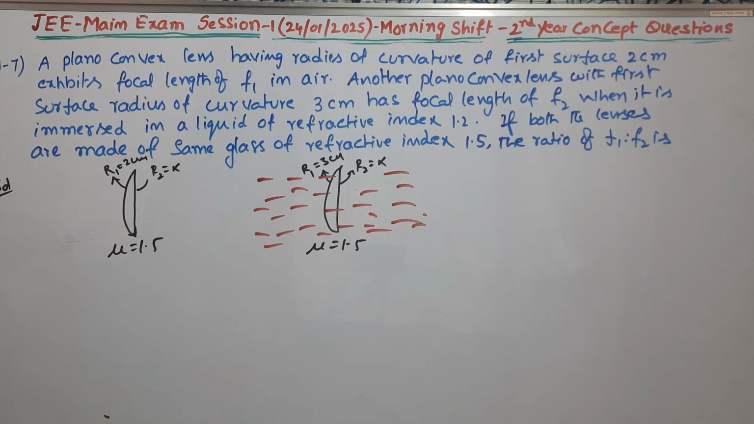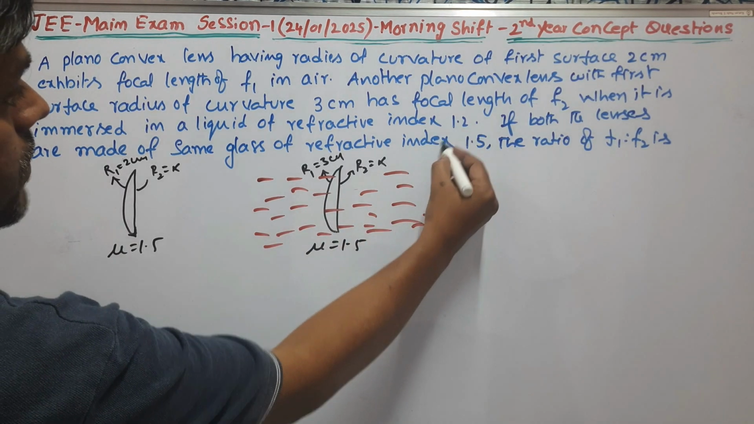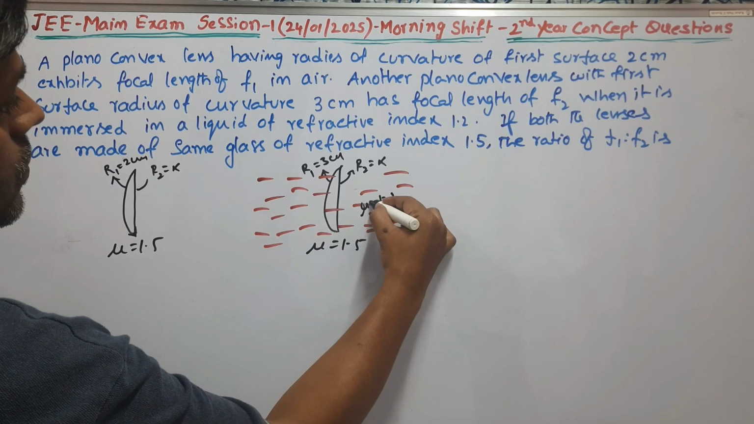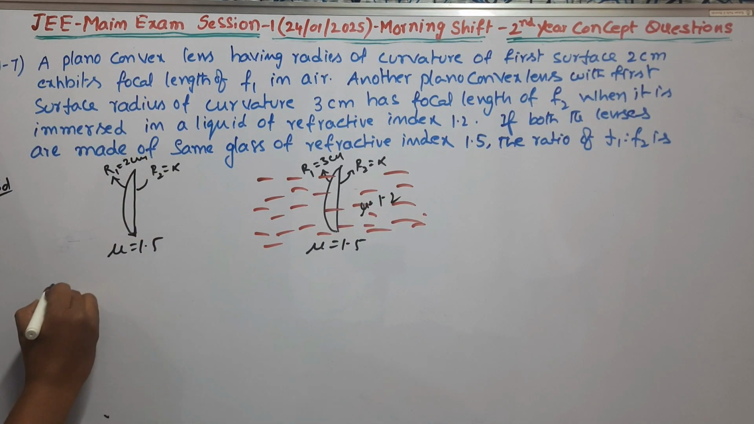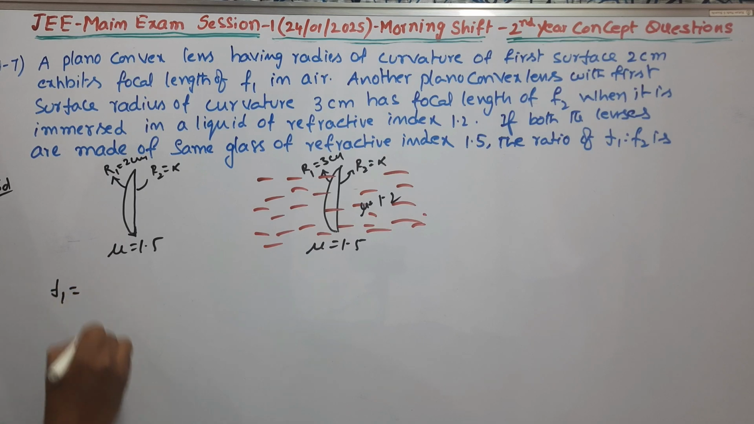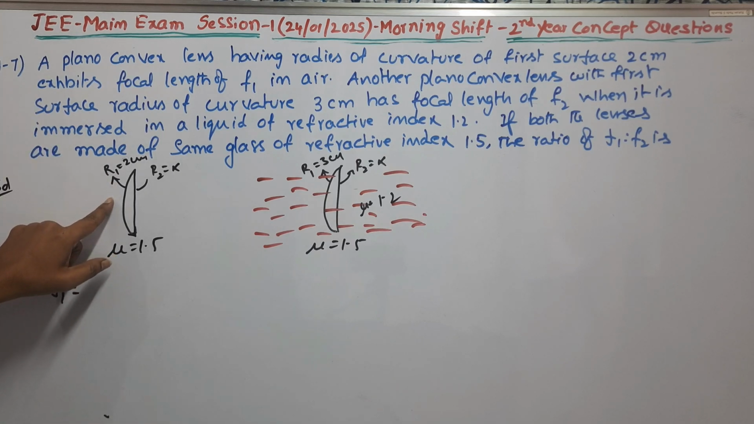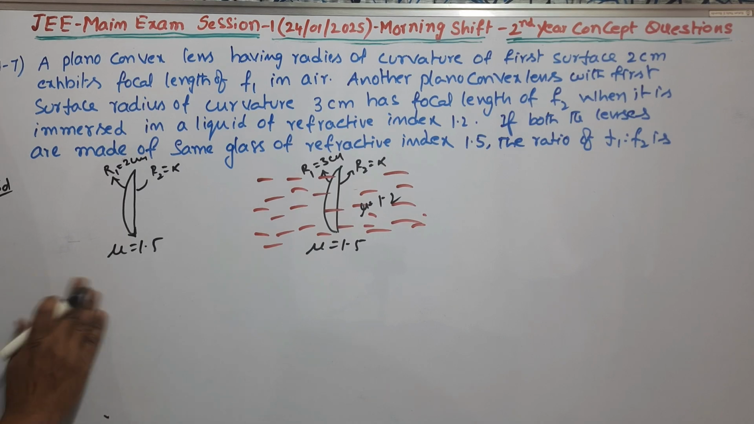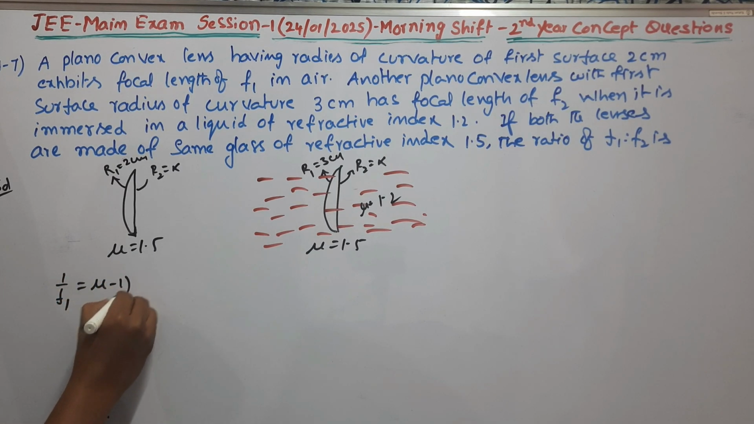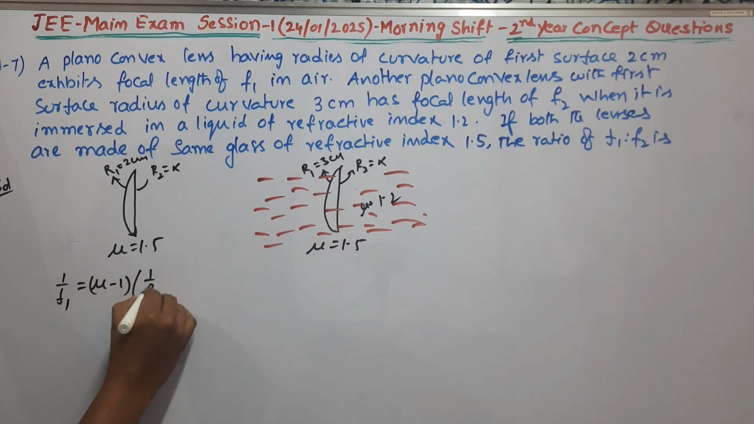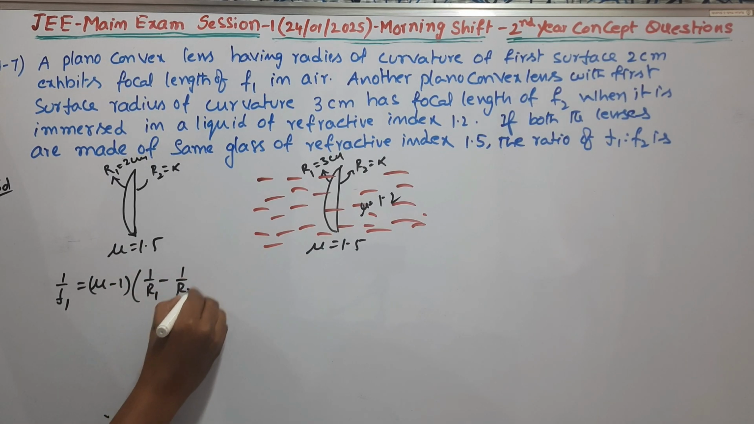Okay, the refractive index of water is equal to what? 1.2. Okay, so what is the focal length ratio? To find the focal length of any lens kept in air, by using the lens maker's formula, 1 by f1 is equal to mu minus 1 into 1 by r1 minus 1 by r2.